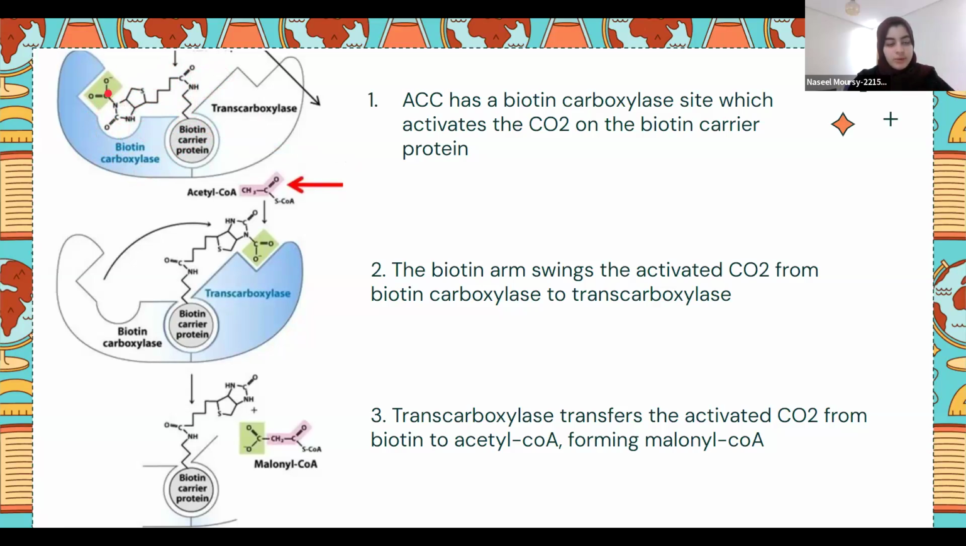This biotin carboxylase adds a carbon dioxide molecule onto the biotin. By adding the carbon dioxide onto the biotin, it activates the carbon dioxide. This is the first part. Next, after we've activated the carbon dioxide molecule, this biotin carrier protein swings the biotin arm to the other side. So now the transcarboxylase is active. You can see it's blue in color. This transcarboxylase will then transfer this carbon dioxide from the biotin to the acetyl-CoA. So if you transfer carbon dioxide to acetyl-CoA, you get a total of 3 carbons, and so you get malonyl-CoA. Was this clear? Okay, perfect.